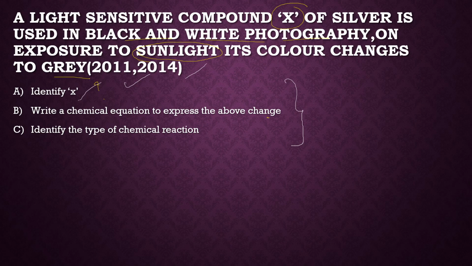Fine. We have to mention the chemical reaction. Then we have to convert that chemical reaction into a chemical equation. Then we have to balance it. Then last but not least, we have to mention the type of chemical reaction. Fine. So this is what the entire question is about.